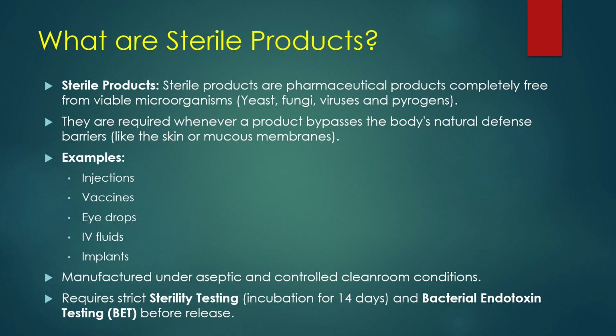What are sterile products? Sterile products are pharmaceutical products which are completely free from viable microorganisms like yeast, fungi, viruses, and pyrogens. They are required whenever a product bypasses the body's natural defense barriers like skin or mucous membranes. Some examples of sterile products are injections, vaccines, eye drops, IV fluids, and implants. They are manufactured under aseptic and controlled cleanroom conditions. They require strict sterility testing and bacterial endotoxin testing before release.